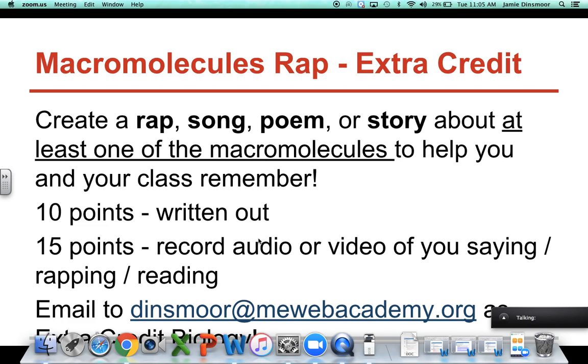Create a rap, song, poem, or story about at least one of the macromolecules to help you in your class remember. Right, so if you're creating something about a macromolecule, you're going to need to use a lot of vocabulary. The building blocks, the elements, what it's called, examples. You're going to need to use something from every column of the chart. If you just write out a rap, song, poem, or story, you can receive 10 extra credit points.